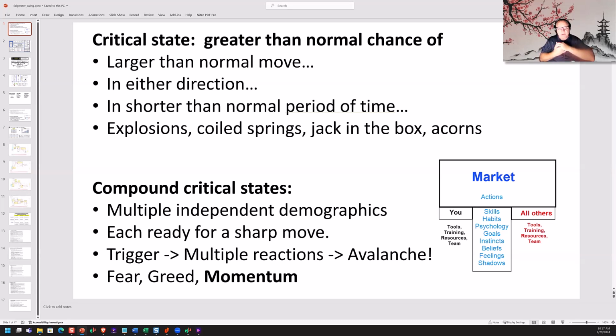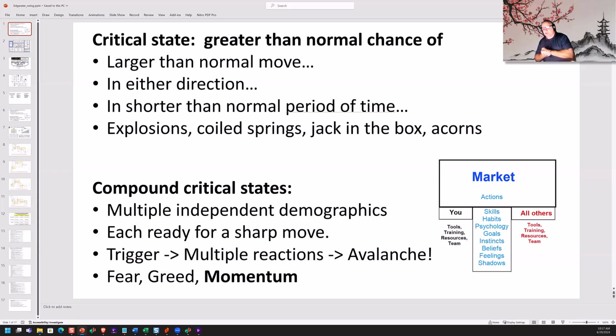So you've got multiple independent demographics of traders. Each one is ready for a sharp move, and then some trigger happens, and now you start getting price action, which triggers other reactions and momentum, and suddenly every one of them is surprised by the fact that we're in an avalanche style of a move. And when that happens and all the normal rules are blown away, you end up seeing a lot of fear and greed, all of which leads to waves of momentum. And it's that that is what we're looking for in our templates. We're looking for compound critical states.